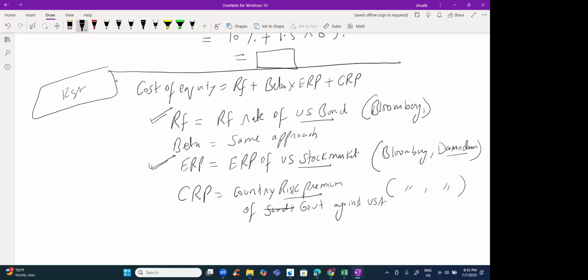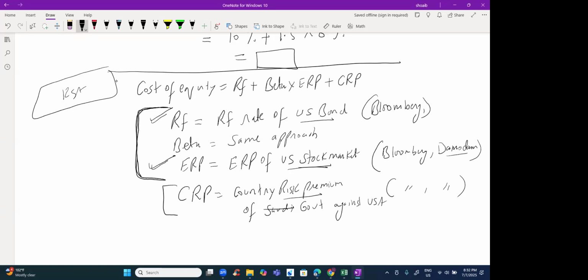Sir, why US? The US bond is the most liquid and most tradable bond in the world. The US stock market is the most liquid and most tradable stock market in the world. So if you take these three data, this is the cost of equity of a US company. When you add this, it will become the cost of equity of your company.